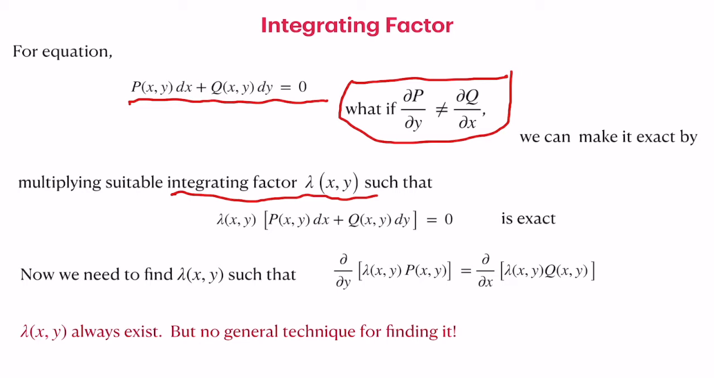So this is a very interesting method. While you may question whether it is possible to find the integrating factor lambda of x,y, it is said that the integrating factor always exists, but there is no general technique or algorithm to determine it. We have been told by mathematicians that lambda of x,y should exist, but we don't know how to get it. We have to find it in our own way.